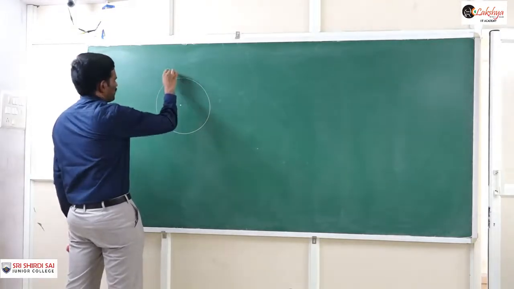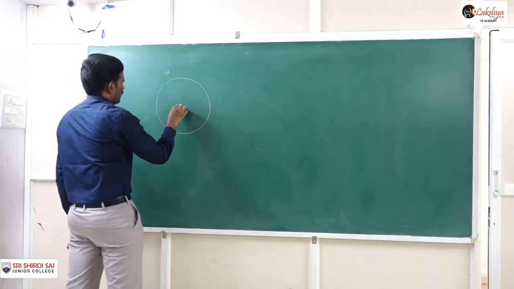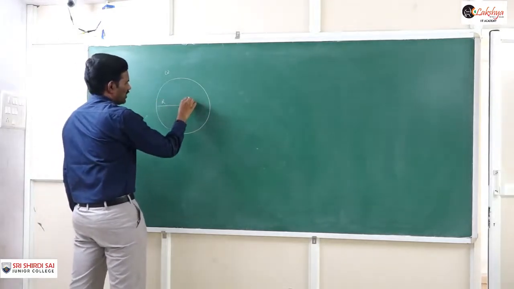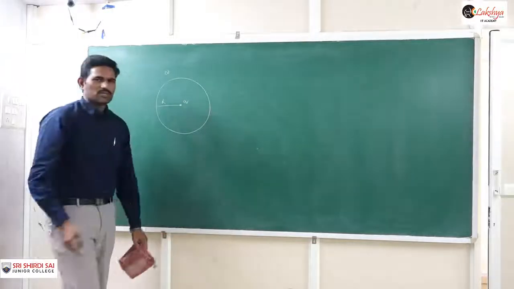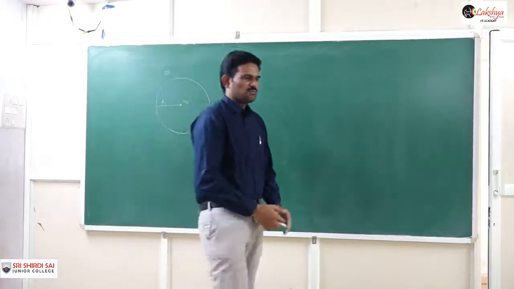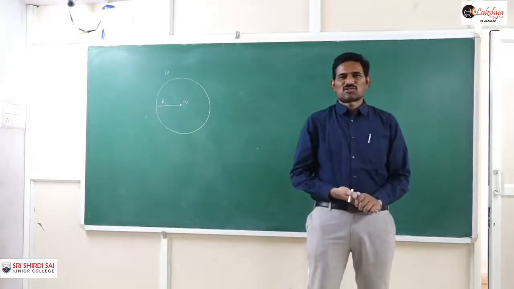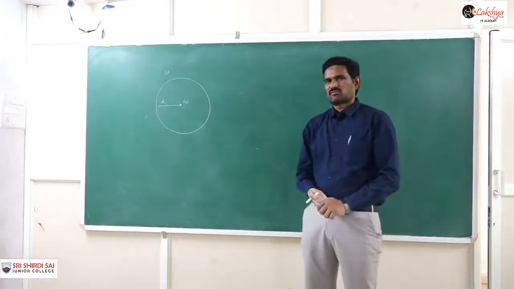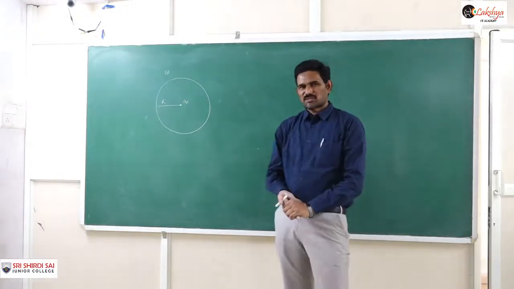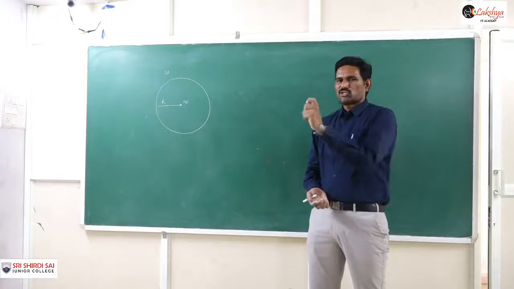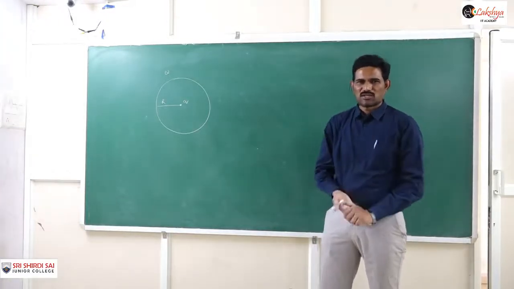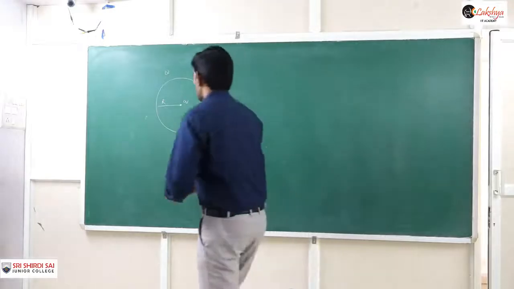A charge capital Q is distributed uniformly on a circular ring of radius capital R, and a point charge q is placed at the center of the ring. Now we need to find the increase in tension in the ring due to that repulsive force. So a charge Q is distributed uniformly on that circular ring of radius R. If a point charge q is placed at the center, find the increase in tension in the ring. Now let us see how to solve this.